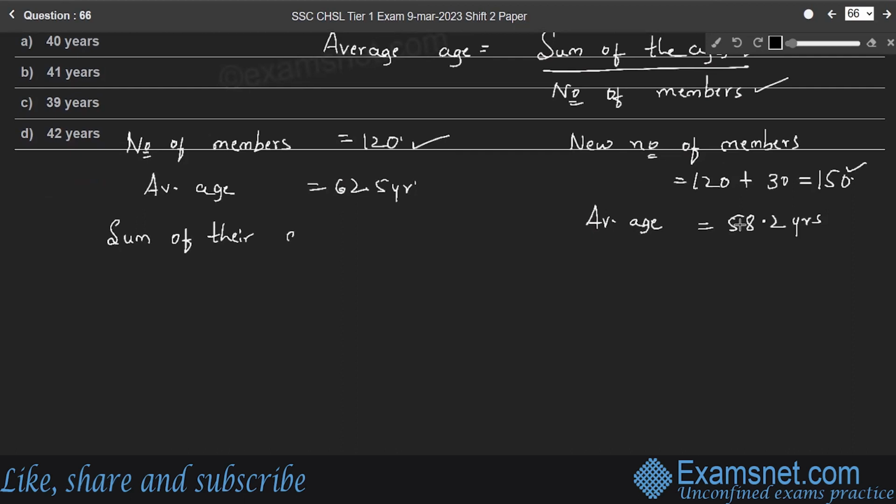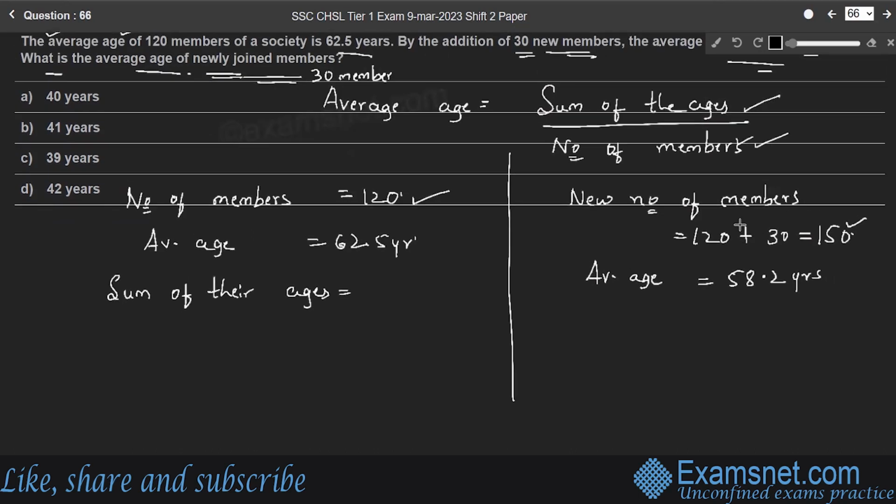Sum of their ages in this first part. Average is sum of their ages divided by number of members. Therefore, sum of their ages is average into number of members. Here, average is 62.5 into 120, number of members is equal to 120, right? So 7,500 years is the sum of the ages of 120 members.